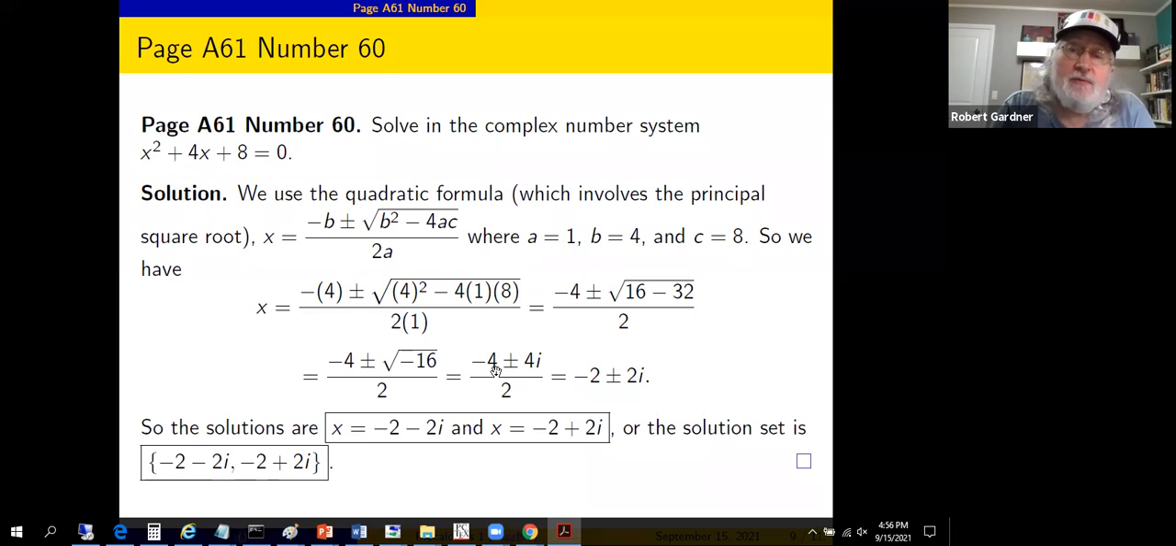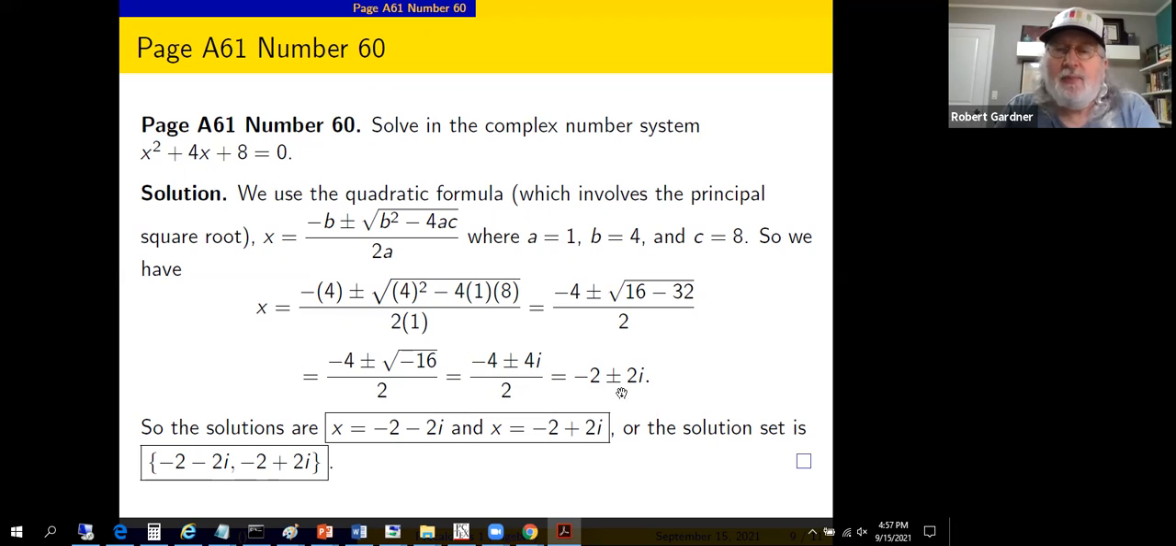2 goes into negative 4, negative 2 times. 2 goes into plus or minus 4, plus or minus 2 times. So we've distributed there and simplified a little bit. And that's the two solutions we were told we would get in the event that the discriminant, b squared minus 4ac, is strictly negative, strictly less than 0. We get two complex solutions. We were also told they'd be conjugates of each other.